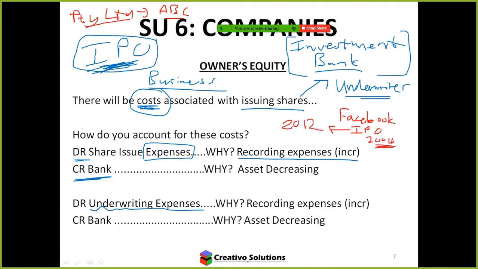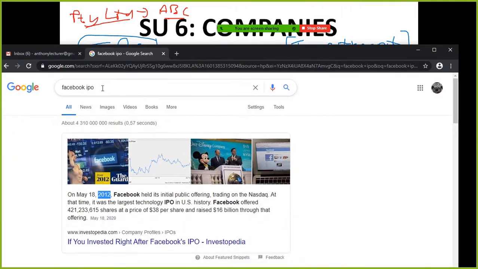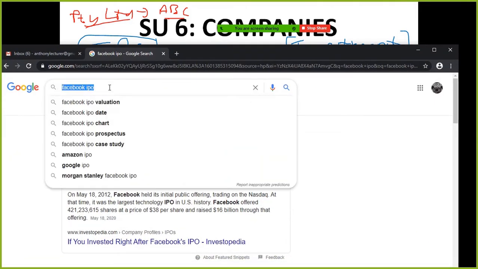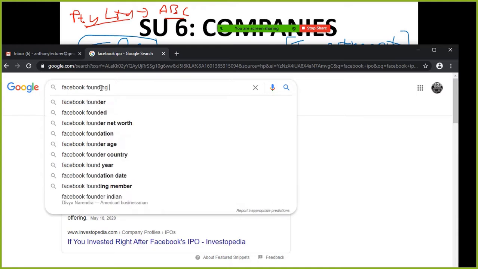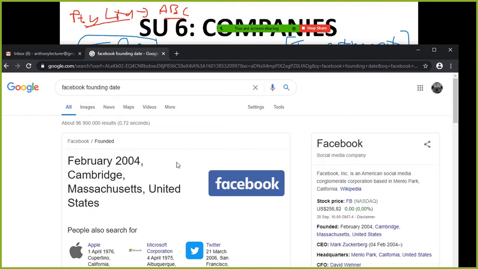Okay, 2004, I think that was the birth. Let's go back and check that. Facebook, let's say founding date. That should bring it up. Yeah, there it is. Okay, I knew there was 2004 somewhere. Yeah, 2004 was when Facebook was started.